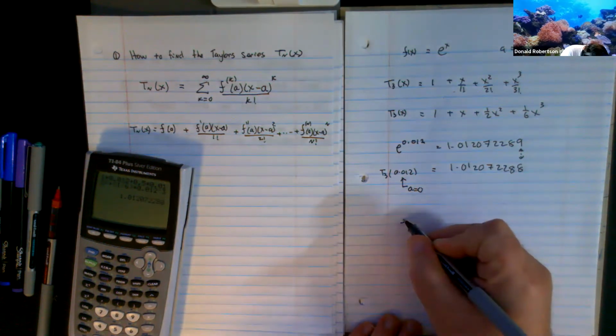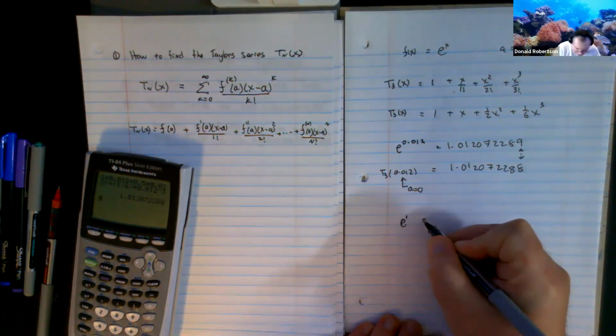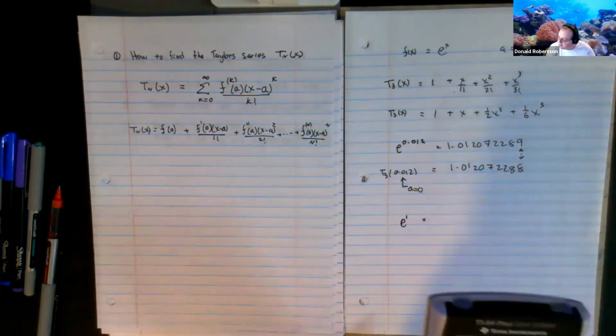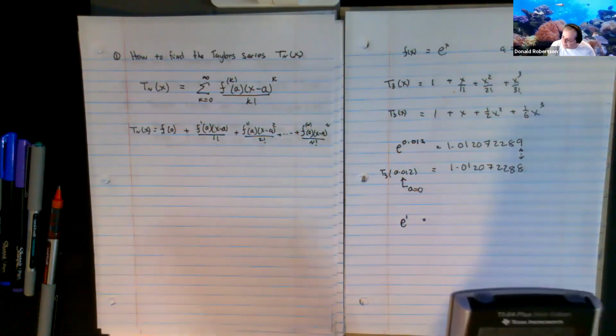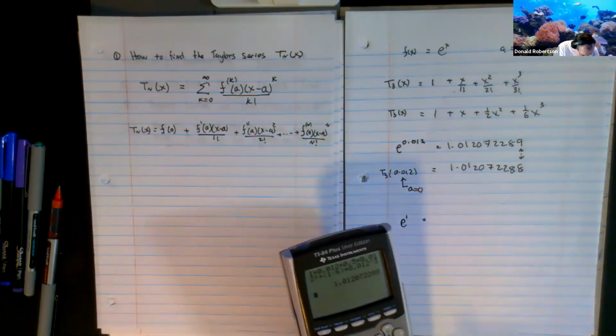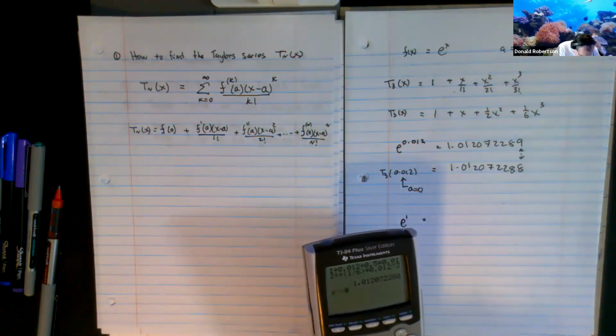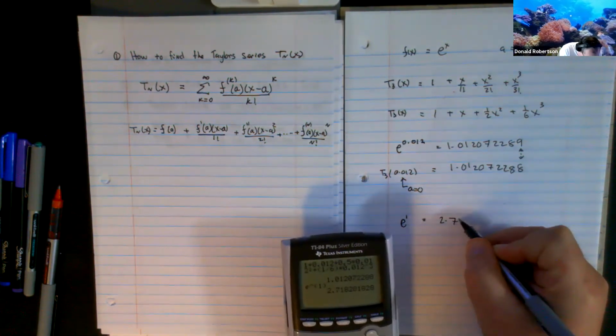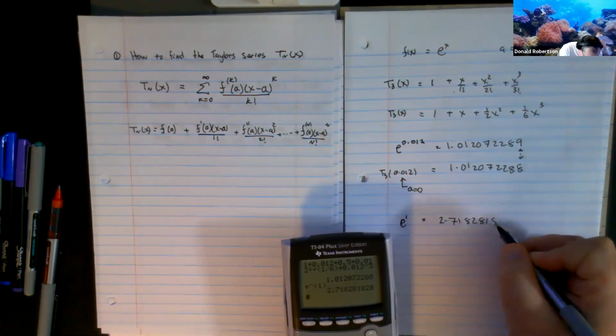Now I'm going to do e to the power of 1. Now 1 is close to 0, right? But it's not bang on it, right? It's a fair distance away. So if I find e to the power of 1, it's 2.718281828.